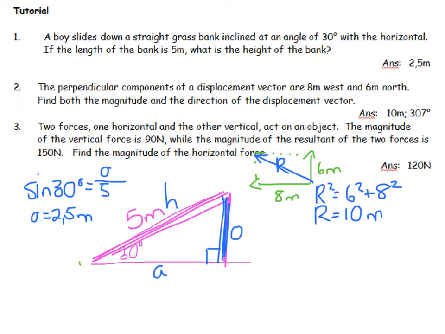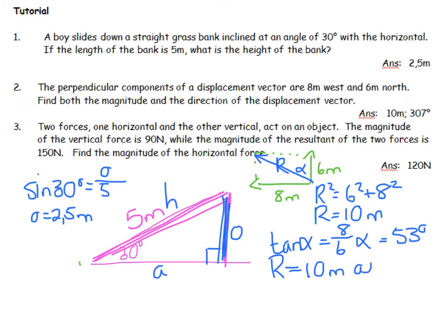And then I'm interested in an angle. Probably that little one's the easiest to find, and then just subtract it from 360. So I'm going to say, I know the opposite, and I know the adjacent, so tan of alpha is equal to the opposite side over the adjacent side, and alpha turns out to be 53 degrees. When I subtract 53 degrees from 360, I get my resultant is 10 meters at 307 degrees, and that means that I've come all the way around to 307.